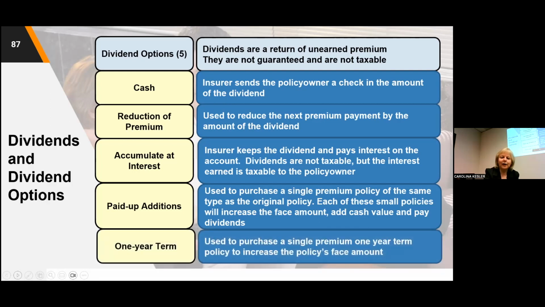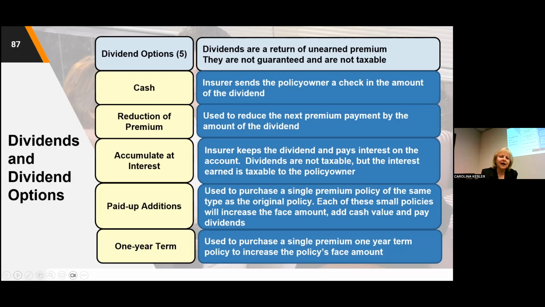And then you have 1 year term. That's used to purchase a single premium. 1 year term is in whatever amount your dividend will pay for, right? That will also increase your face amount, but for 1 year. So if they're looking for 1 year term in your answer, it'll say 1 year in your question. That's the easy way to know that they're looking for the term answer, right?